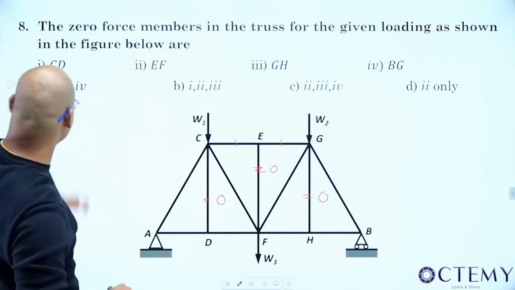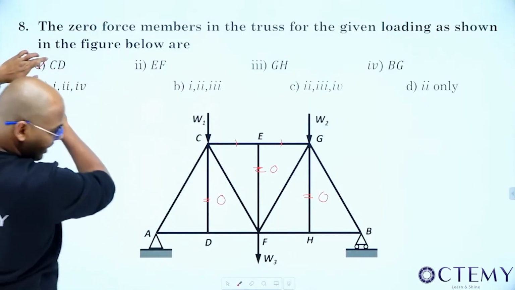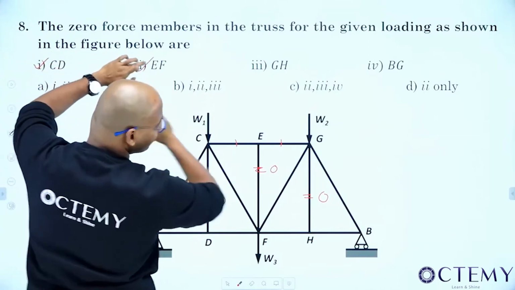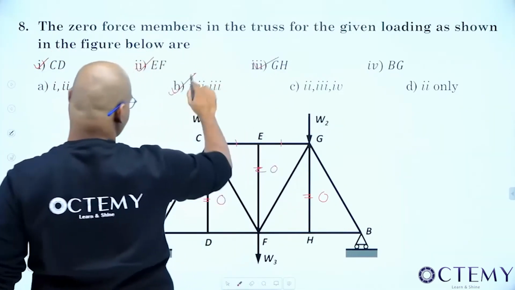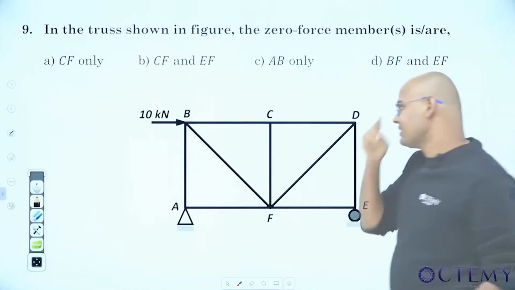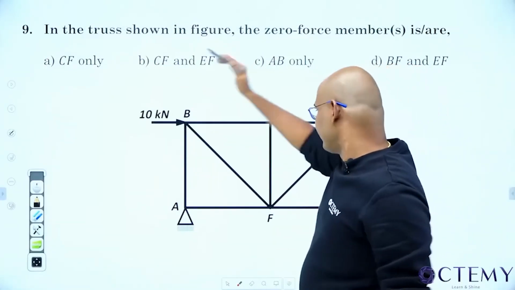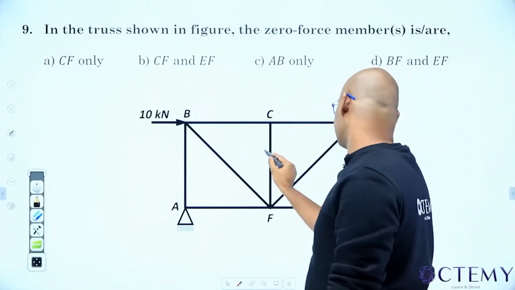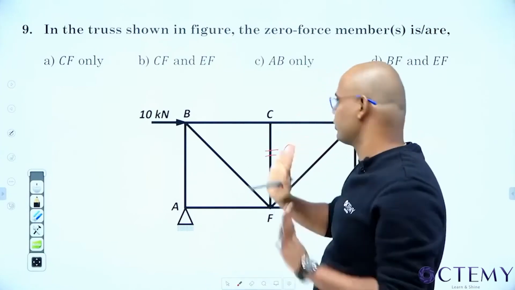So CD, EF, GH. So 1, 2, 3. So what is the answer? B. C. Okay, fine. We know CF is 0 because there are 3. This is 0, no doubt.